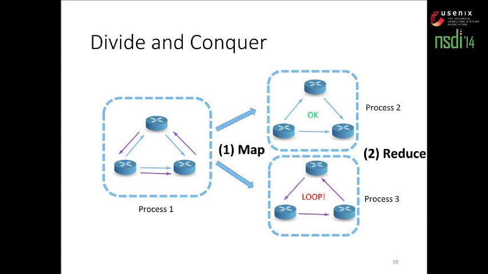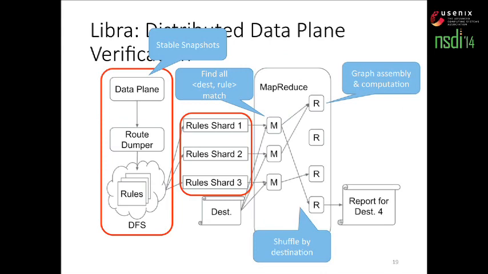I call these two phases map and reduce because this can be implemented on MapReduce. So let's put everything we have discussed so far together. We have the stable snapshots. We have a route dumper that dumps all the routes from the data plane and stores them in the distributed file system. And these rules are sharded into several small chunks. Each mapper will take a rule chunk and a full copy of the destinations, and compare the rules against the destinations and find all the destination-rule matches.